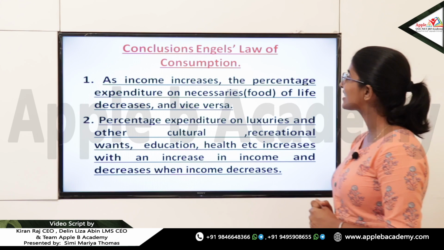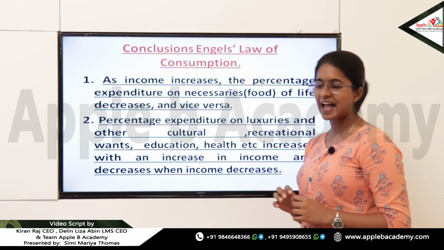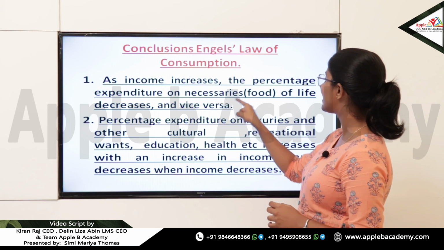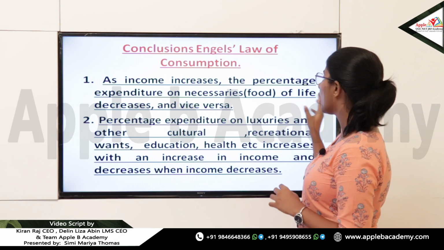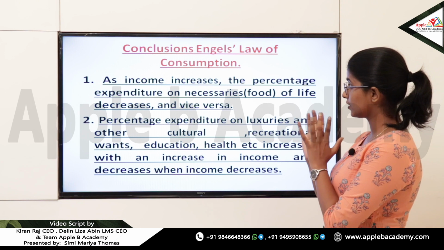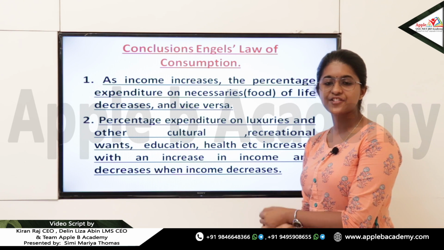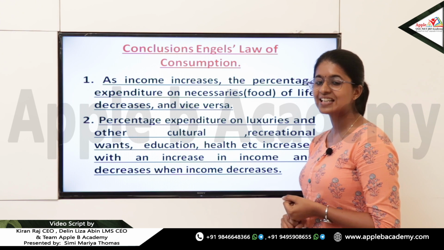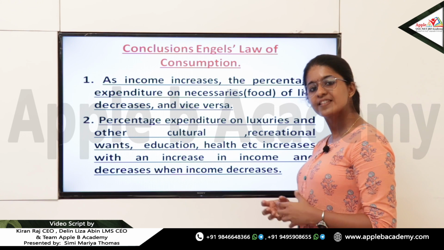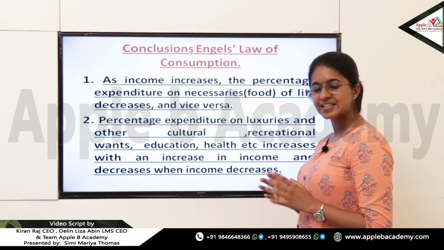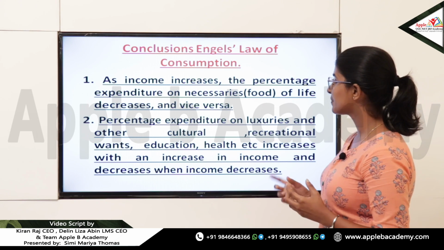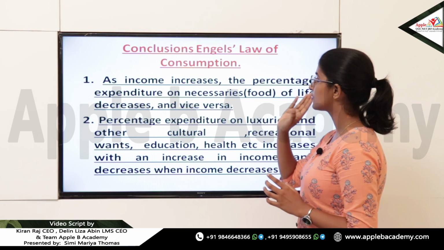Now let us see the conclusions Engel's law of consumption has. The first point is, as income increases, the percentage expenditure on the necessaries of life, in the sense of food, decreases, and vice versa. That is the first conclusion we can understand from Engel's law. For example, food is a necessary of life. When income increases and the income spent on the necessaries of life decreases, that is explained through Engel's law.